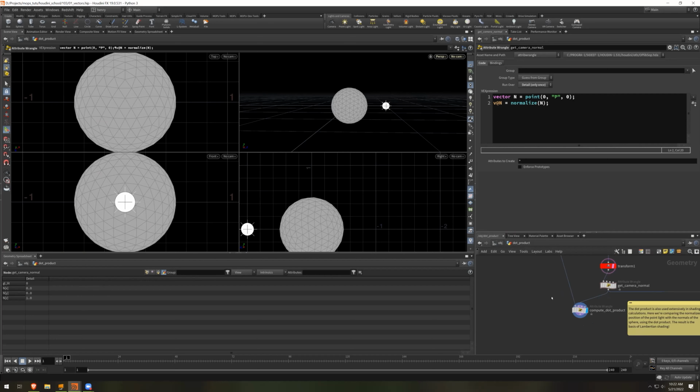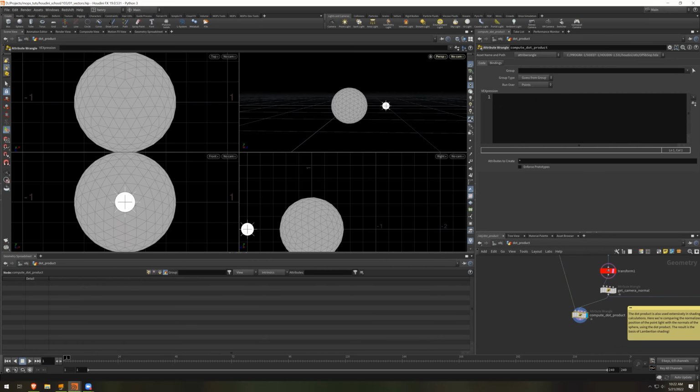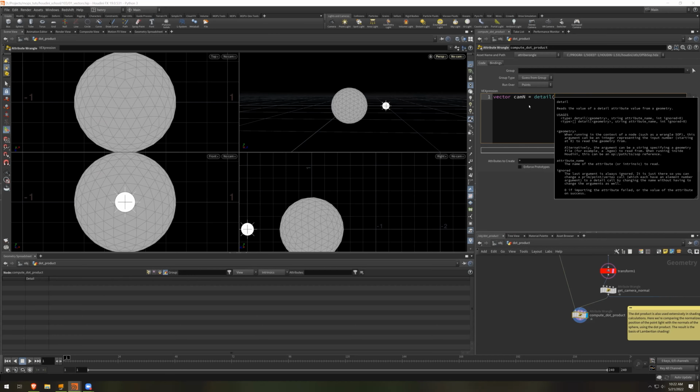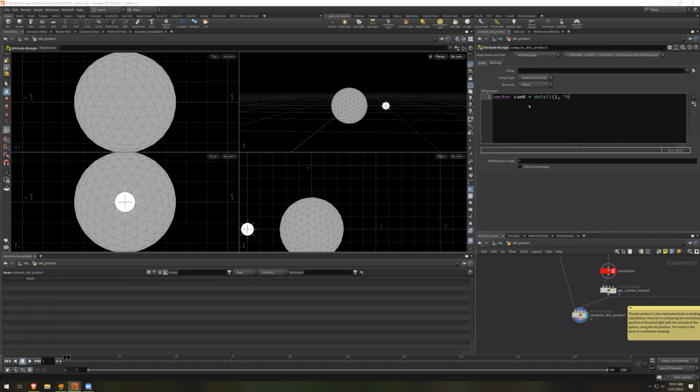Now to actually apply this to the points in the sphere, what I want to do is take that vector and compute the dot product between that vector and the surface normal of the sphere. So I'm going to run this on points for the sphere because it needs to apply to every point on this. And the first thing I want to do is grab that normal that I just computed. So I'm going to say vector cam_n, to differentiate it from local, is equal to detail. And then I'm grabbing this from the second input here, where I just computed that other normal. So detail input 1, and then I'm grabbing the N attribute I just created.